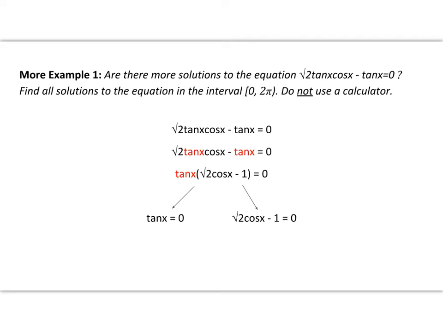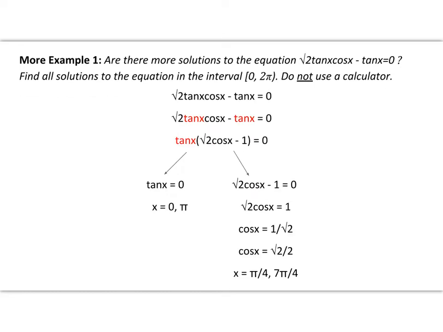Now we can apply the zero product property that we learned in algebra. So when I have two things that multiply together to equal 0, one or both of them has to be 0 to make that equation true. So I can set tangent equal to 0, and I can set the square root of 2 cosine x minus 1 equal to 0. So both factors equal 0.